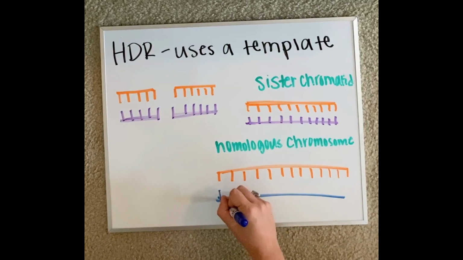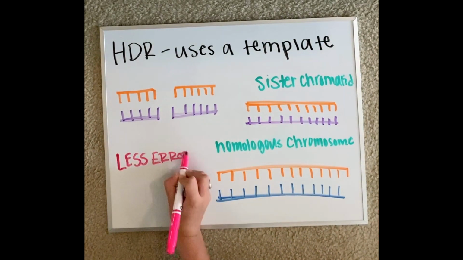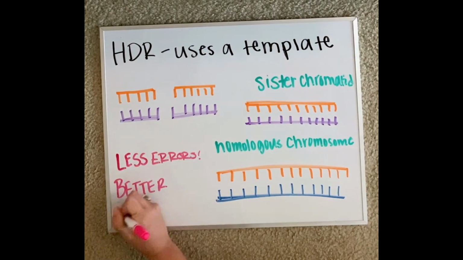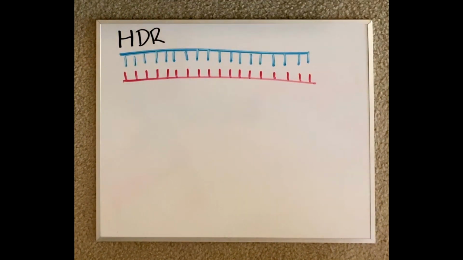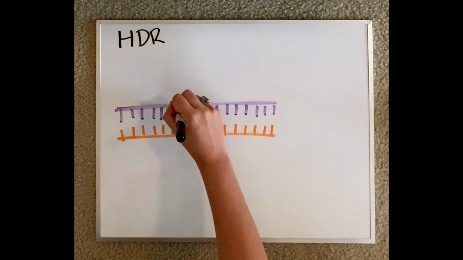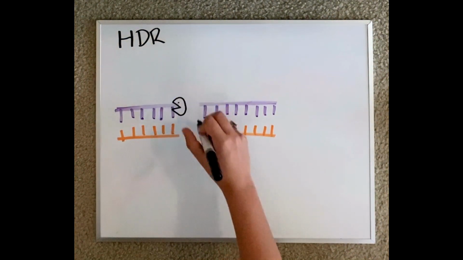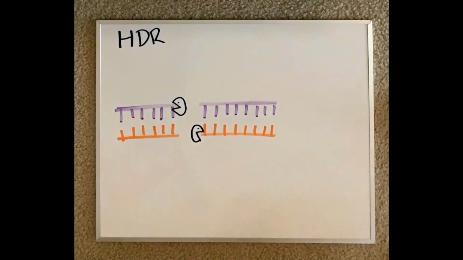A sister chromatid is identical to the strand, while a homologous chromosome is almost the same. Using a template strand results in fewer errors and better replication. Now let's take a look at HDR up close. So here are two homologous chromosomes, and in one of them occurs a double-stranded break. First, an exonuclease will come in and degrade the 5' ends to expose the 3' ends.